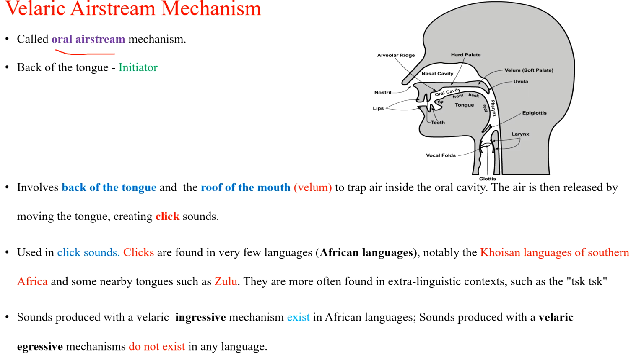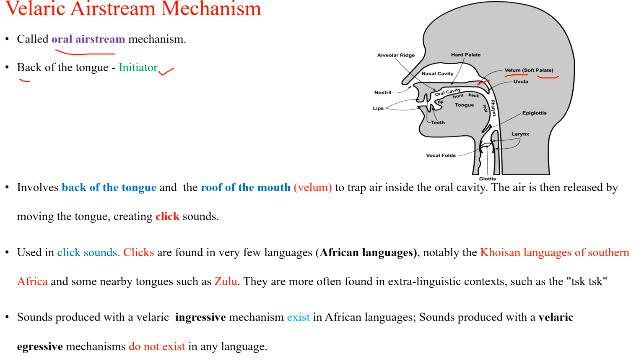The back of the tongue is the initiator. In pulmonic, the wall of the lungs acts as initiator. In glottalic, the closed glottis acts as an initiator. Here, the back of the tongue acts as an initiator. So it involves the back of the tongue and the roof of the mouth. The roof of the mouth is the velum, also called the soft palate.